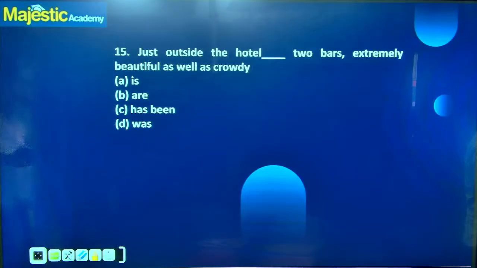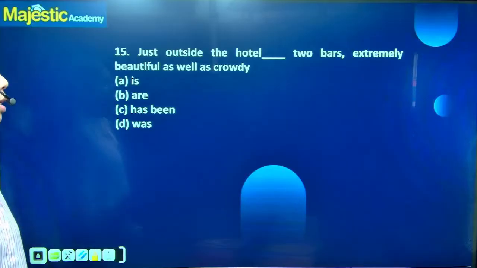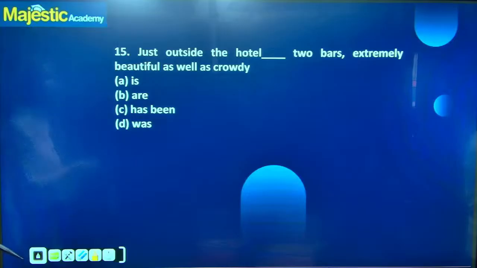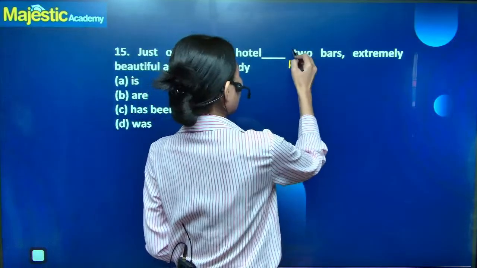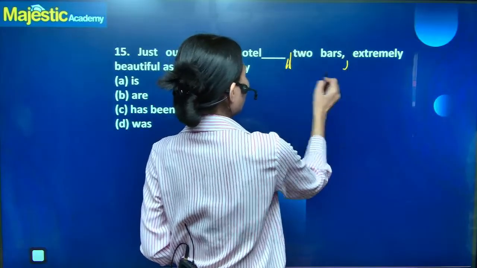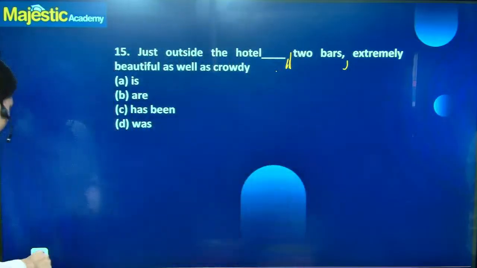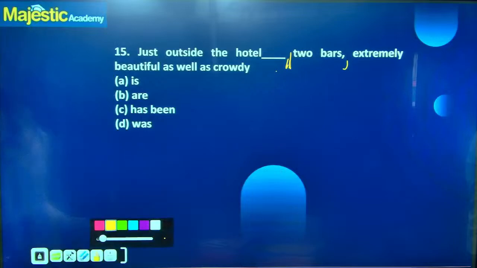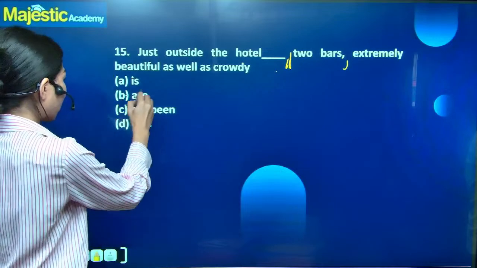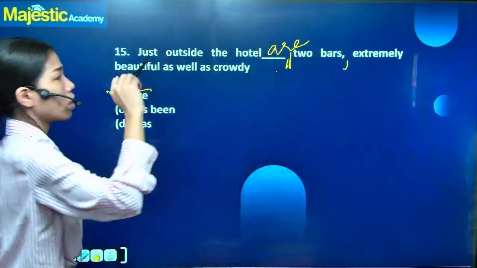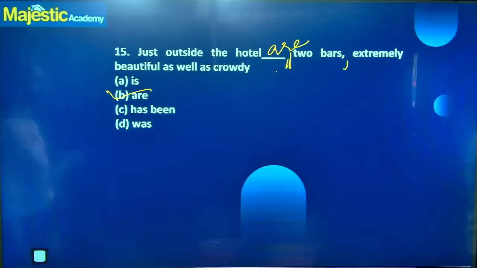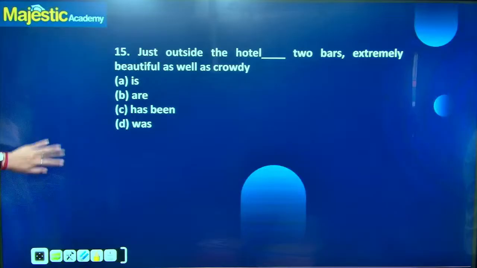Okay, let's move to question number 15. Question number 15 says, "Just outside the hotel dash 2 bars, extremely beautiful as well as crowded." Again we have a clue here only. The clue says "2 bars", that means we need a plural option. In this we can see we have only one option which is plural in nature, that is "are". So we can say: just outside the hotel are 2 bars, extremely beautiful as well as crowded. Let's move to the next question.